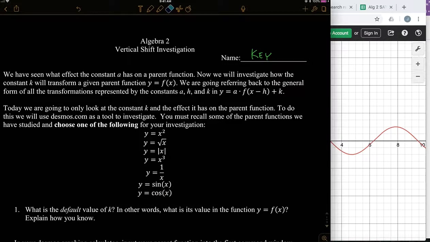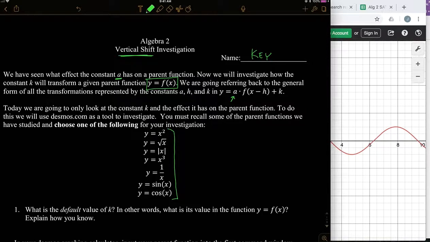At our next transformation, we're going to look at a vertical shift. So we've already noticed what the a does to a parent function. Remember, our parent function in general is y equals f of x, meaning it could be any one of these general versions. If we multiply by some constant a out front, we looked at what that did last time.